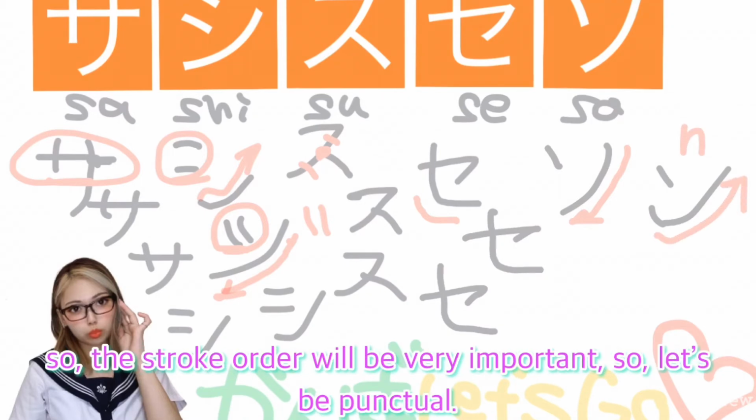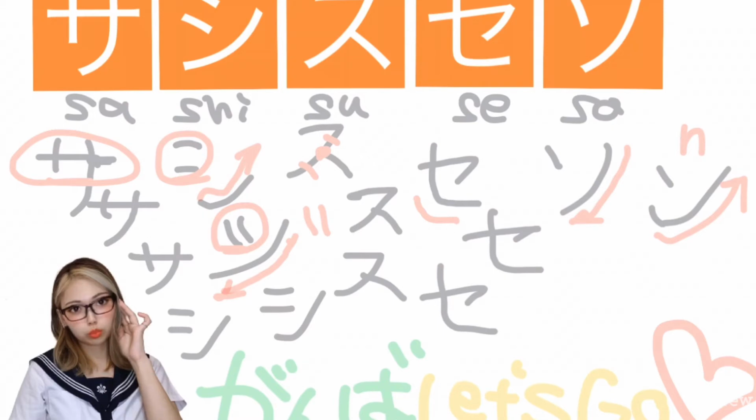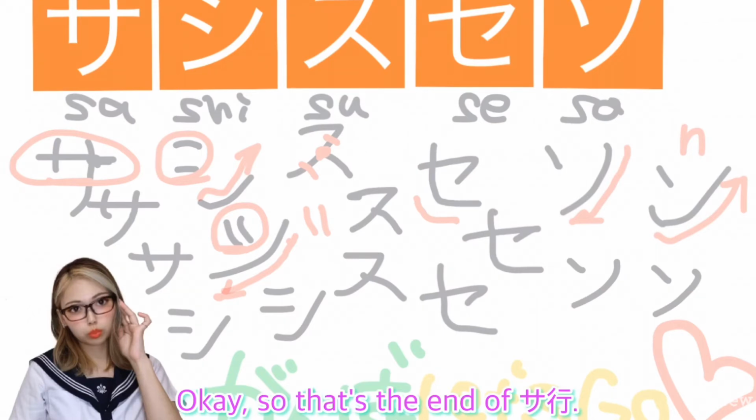Yeah. So the stroke order will be very important. So let's be punctual. Okay, so I'll write down again. 1 and 2. Okay, so that's the end of sagyo.